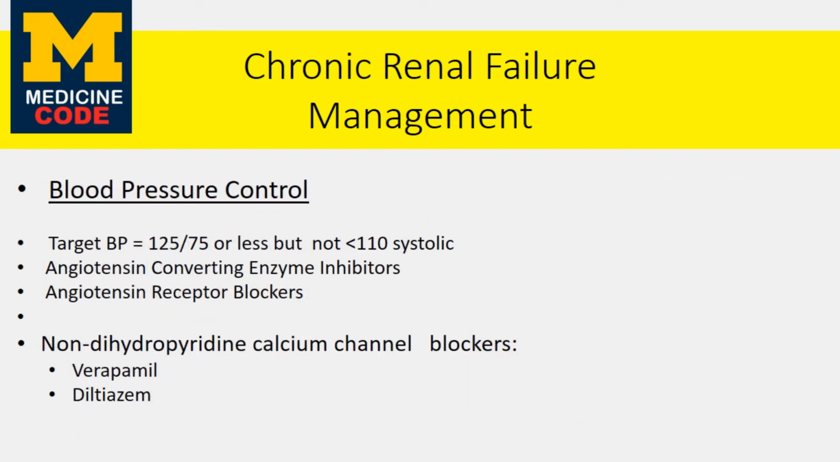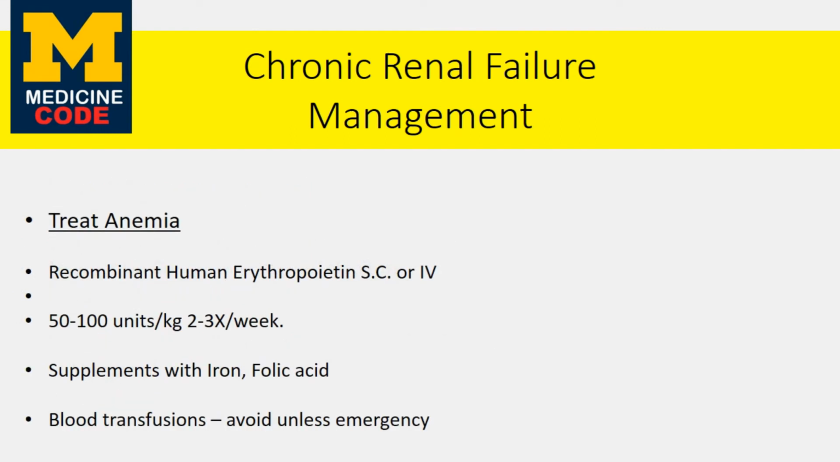Blood pressure also needs to be controlled in chronic kidney disease. Target blood pressure is 125/75. Drugs of choice include ACE inhibitors and ARBs. Calcium channel blockers can also be used. Anemia is treated with a weekly hormone injection and with iron and folic acid supplements. Blood transfusions are avoided unless necessary.